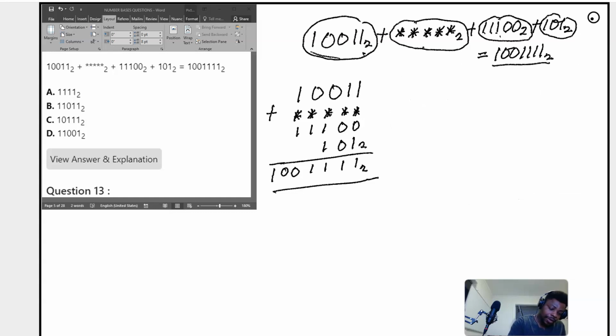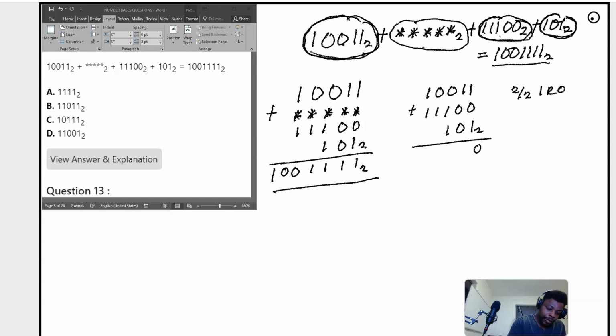So now I want to add this one plus this one and plus this one. So we have 10011 plus 11100 plus 101. Let's add this one. So we are adding this and this together first. Okay, so 1 plus 0 plus 1, that is 2 divided by 2, 1 remainder 0. So 0, put 1 here.